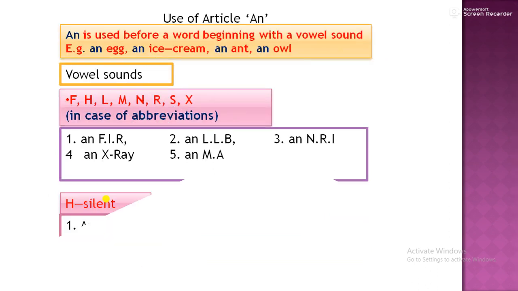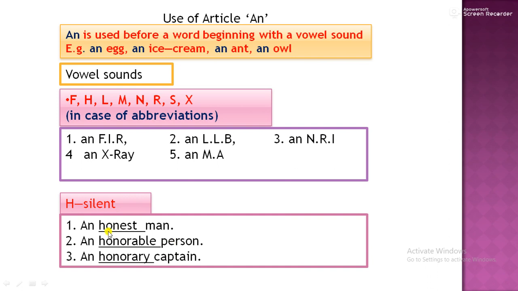For example, an honest man, an honorable person, honorary captain. Other examples I'll come after an R, and it's an honor. So these are examples where H is silent.